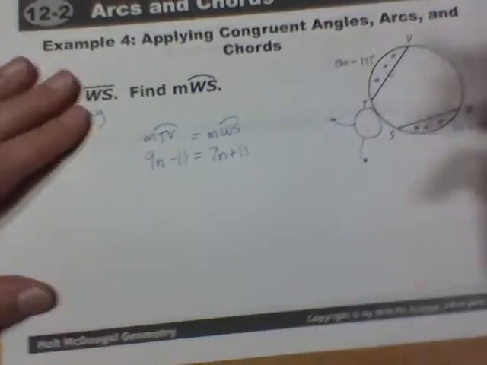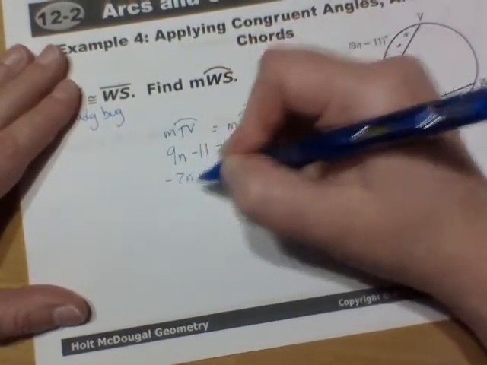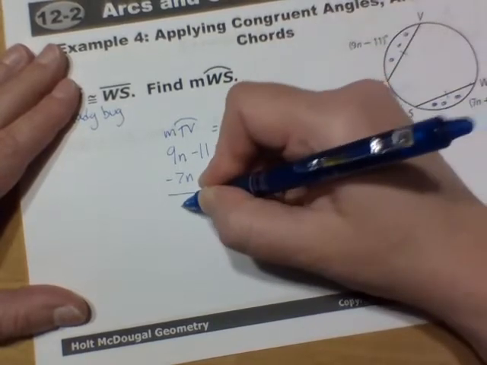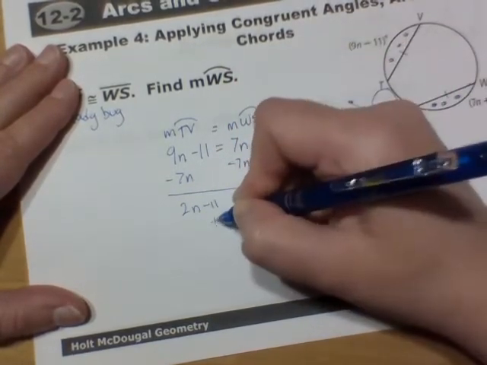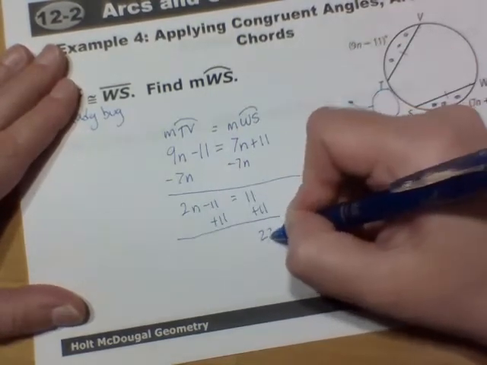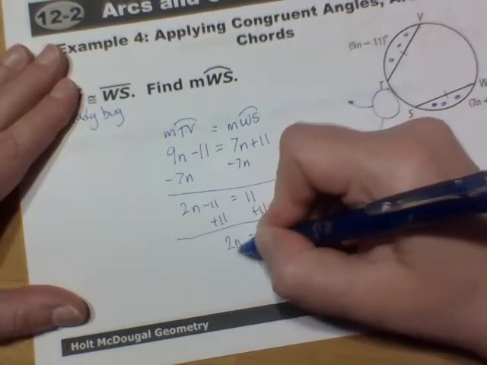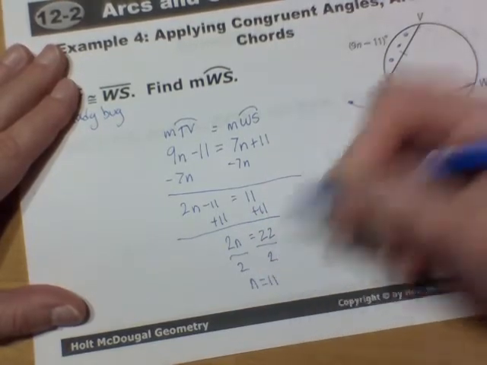All right, so algebraically, that just means that we're going to move our pieces over to be with each other. So 9N and 7N makes 2N. Add another 11 to both sides, and we get 22. Divide both sides by 2, and you get an N of 11.